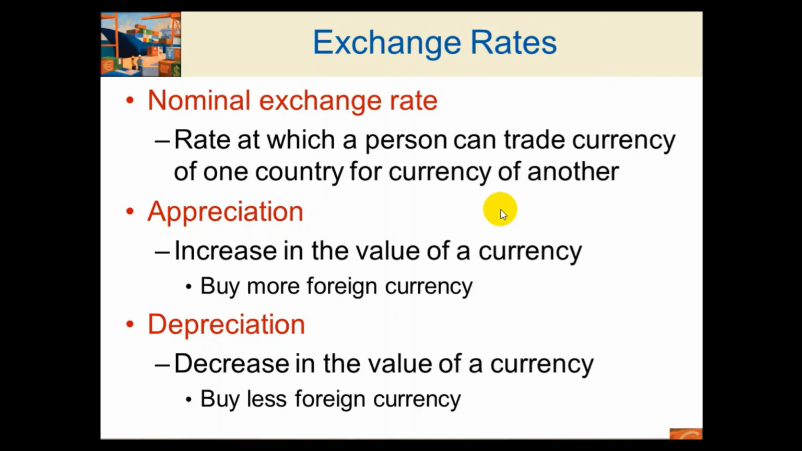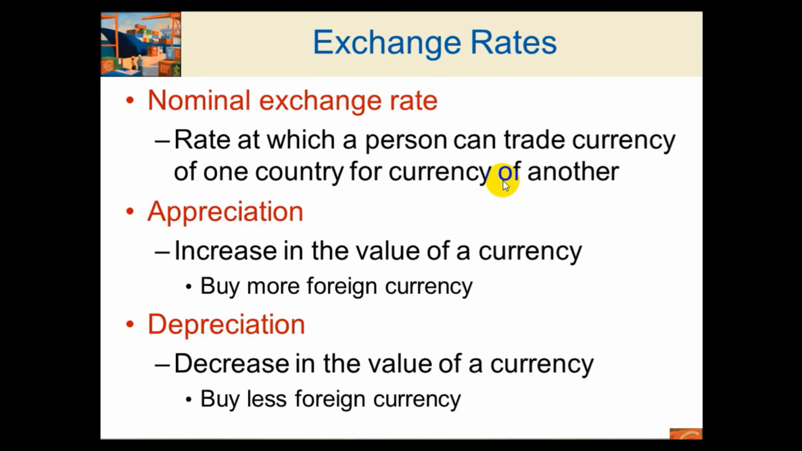As we begin discussing exchange rate, you may have always wondered how nominal exchange rate and real exchange rate differ. Well, the nominal exchange rate is the rate at which a person can trade currency of one country for currency of another. For example, when you go to the bank, you may see a posted exchange rate of 80 yen per dollar. If you give the bank $1, you will receive 80 yen in return. And if you give the bank 80 yen, you will receive $1.